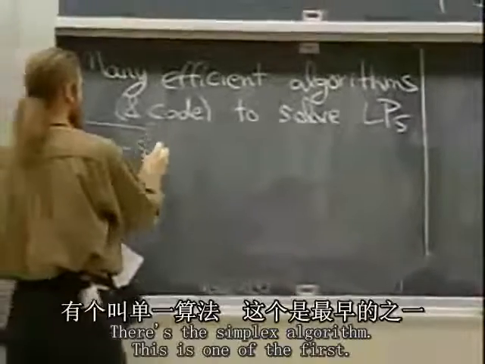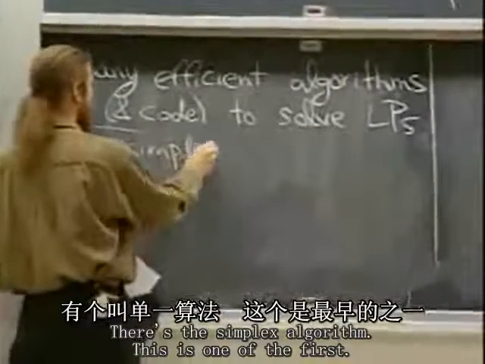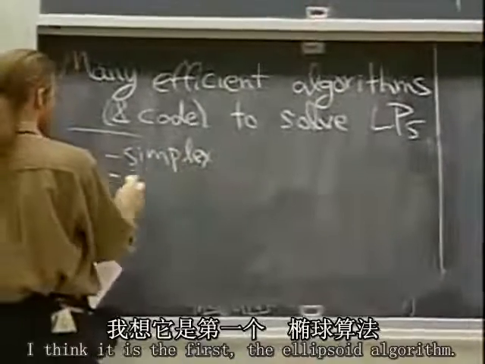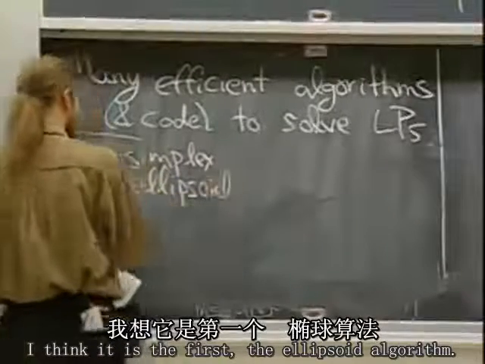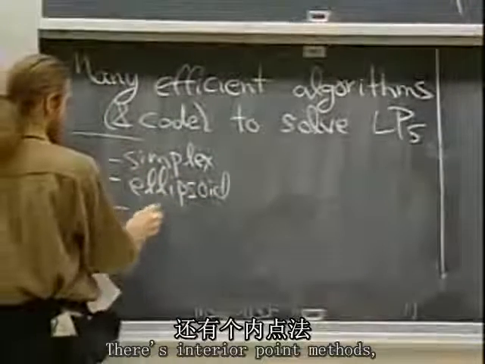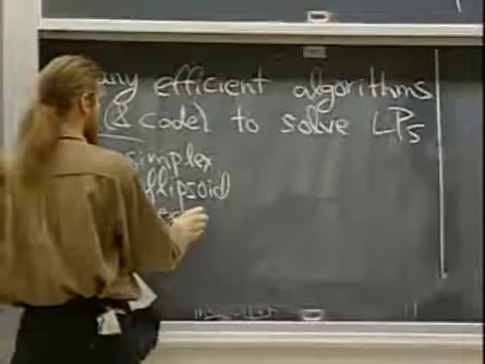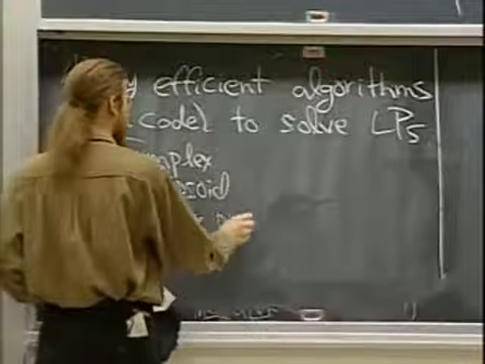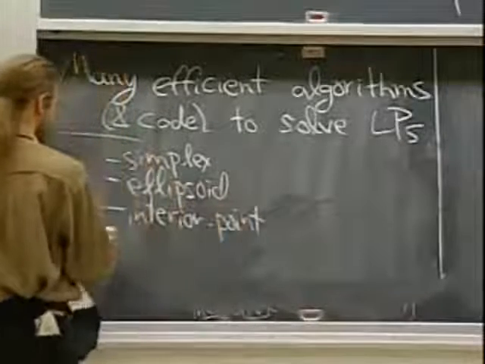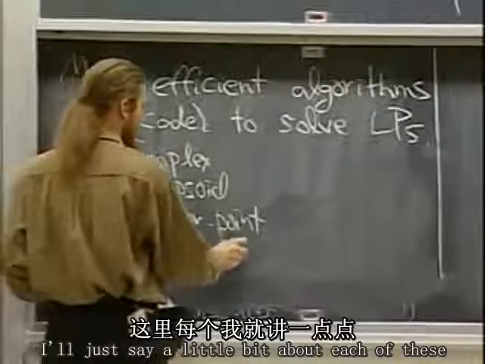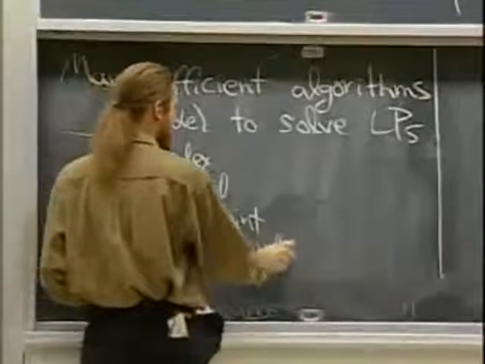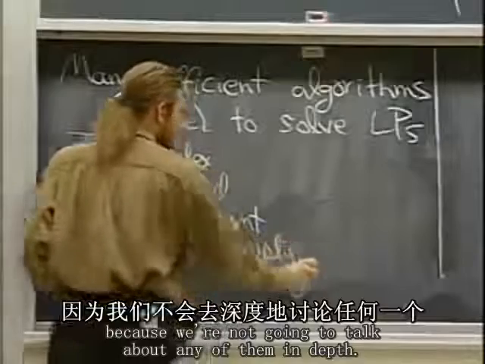There's the simplex algorithm. This is one of the first. There's, I think it is the first, the ellipsoid algorithm. There's interior point methods. And there's random sampling. I'll just say a little bit about each of these, because we're not going to talk about any of them in depth.